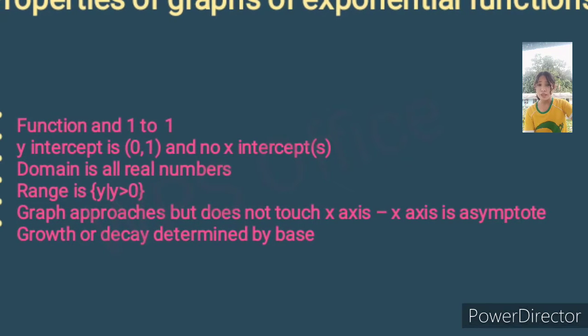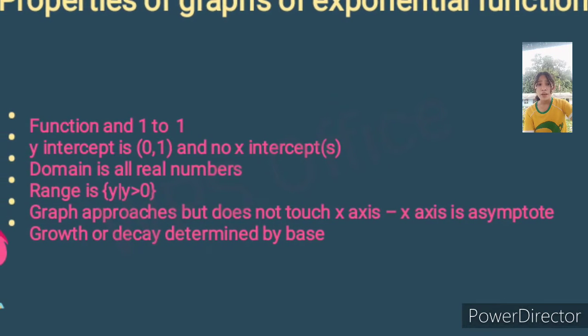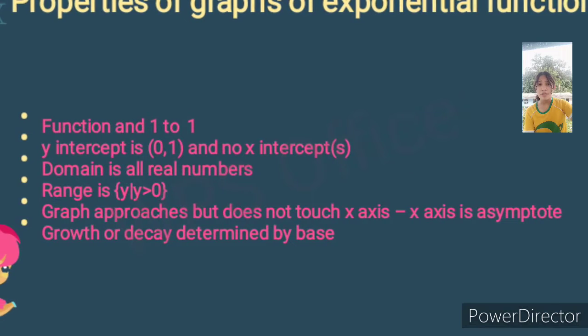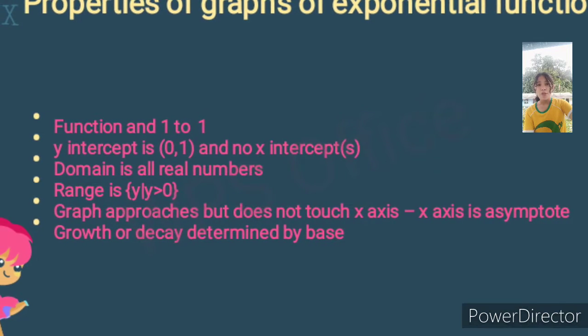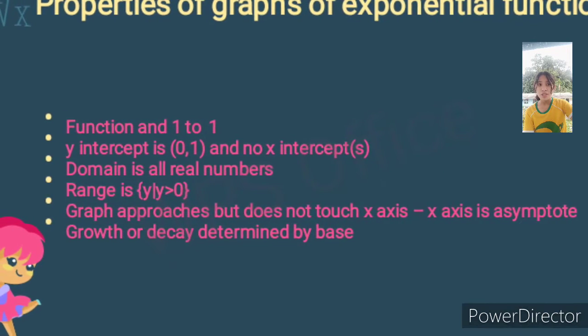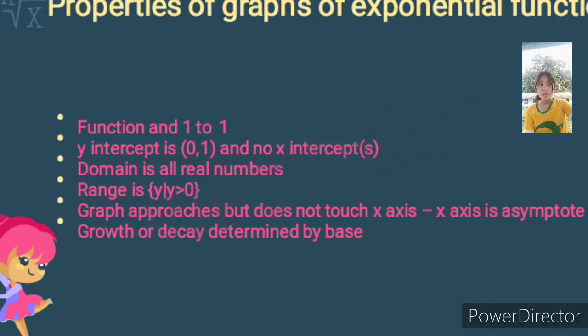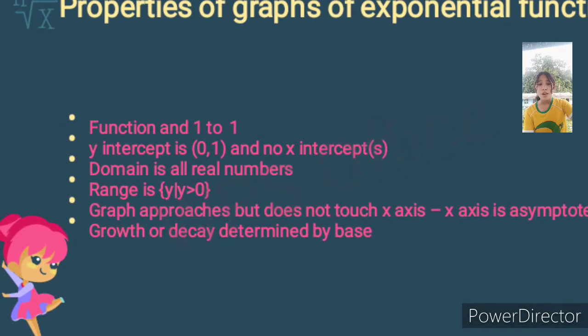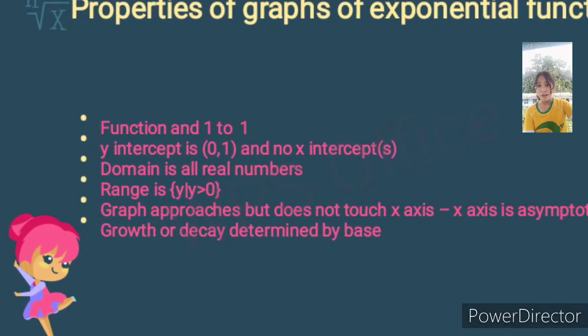The domain is all real numbers. The range is y such that y is greater than 0. The graph approaches but does not touch the x-axis, so the x-axis is an asymptote. Growth or decay is determined by the base.